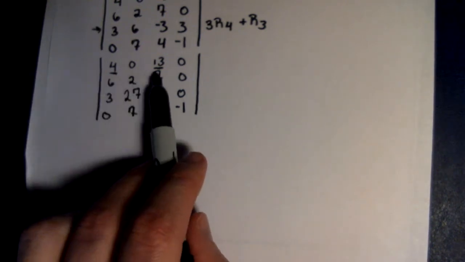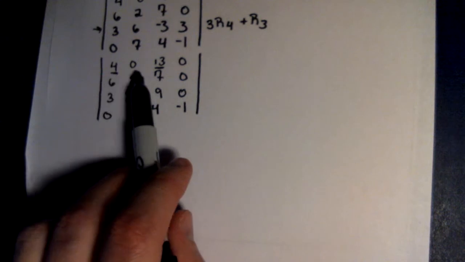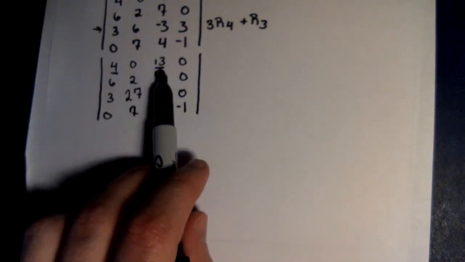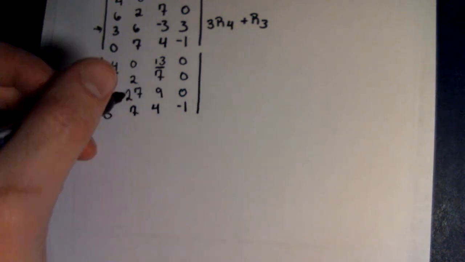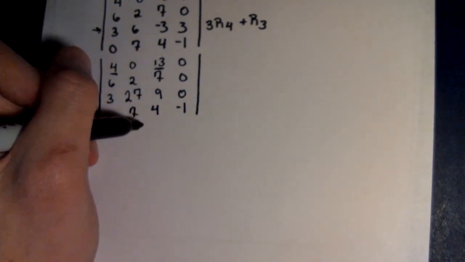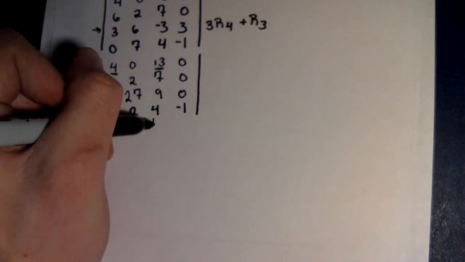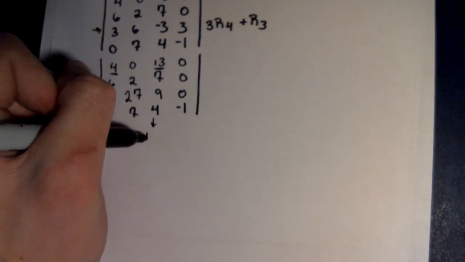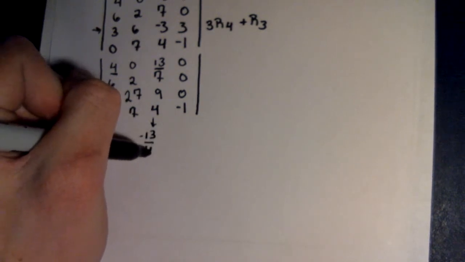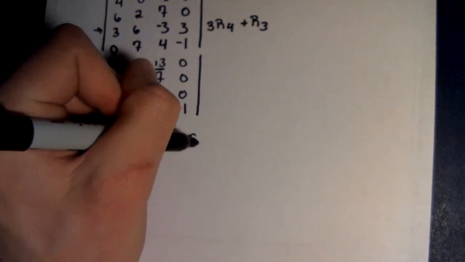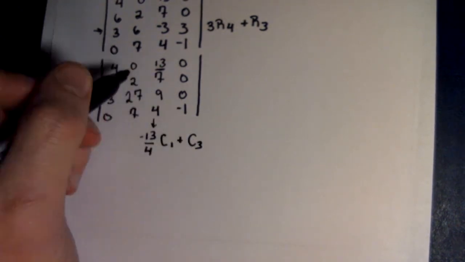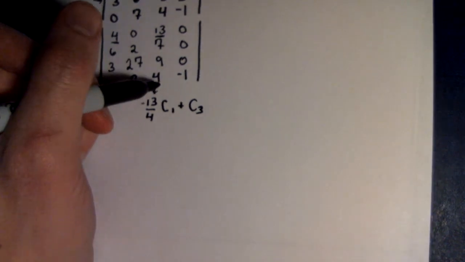What I did was, I saw that if I multiplied 4 by -13 over 4, it would just be -13 plus 13, which is 0. And then it would not impact any other zeros, so that was a safe bet for being on the right track. So the result was replacing this column with -13 over 4 times C1 plus C3.